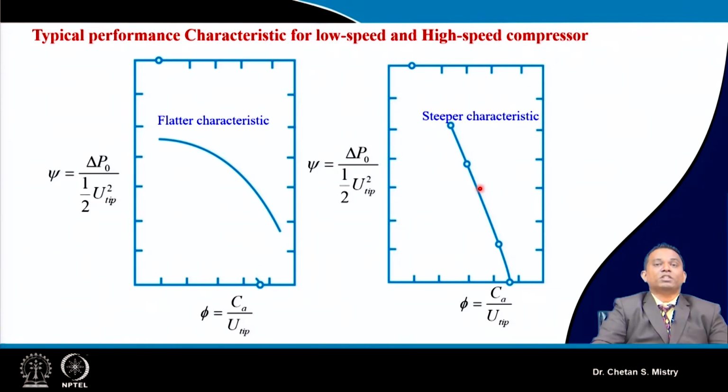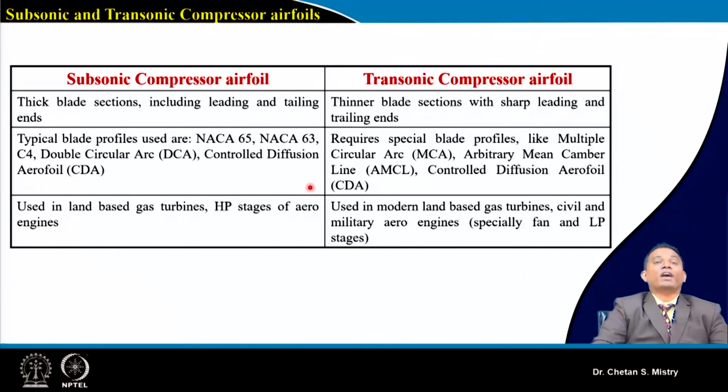So, in the next few lectures we will be discussing why we have such operating characteristics. Now, when we compare our aerofoils, for subsonic aerofoils, what we learned over the past few weeks is that we will have thicker blades, with a particular shape of leading edge and trailing edge. When we discuss the transonic compressor, the blade aerofoils are thinner, with a sharp leading edge and trailing edge.